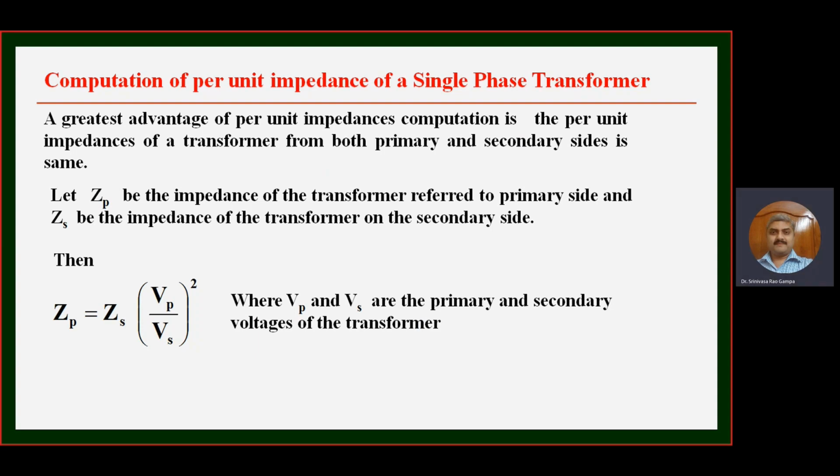So the conversion of the impedance: Z primary is equal to Z secondary into Vp by Vs whole square. This is the formula for converting the primary impedance to secondary impedance. Zp is equal to Zs into Vp by Vs whole square. Let us start with this. We will derive ultimately that Z per unit from the primary side is equal to Z per unit from the secondary side.